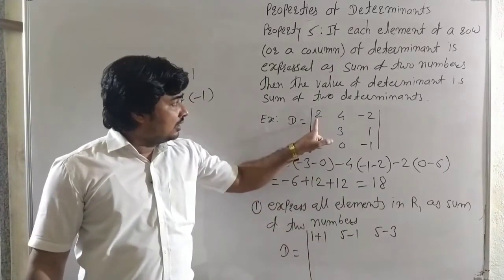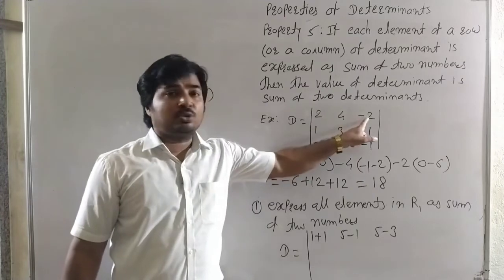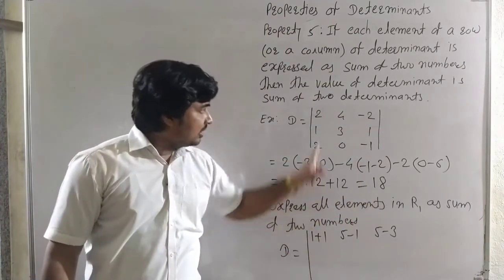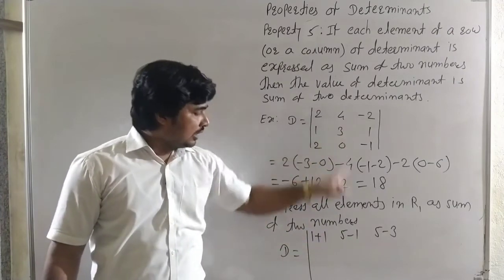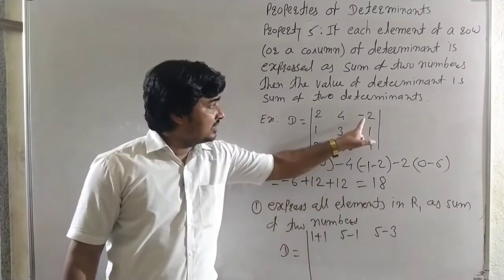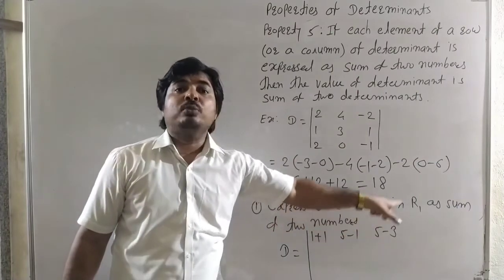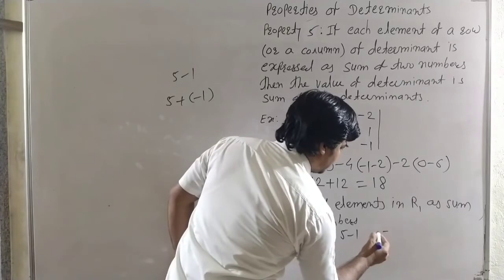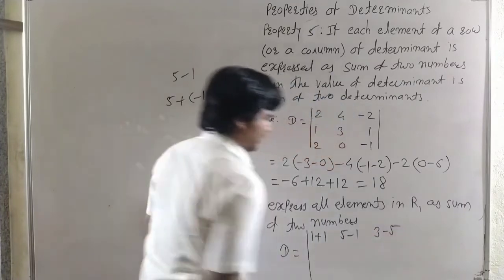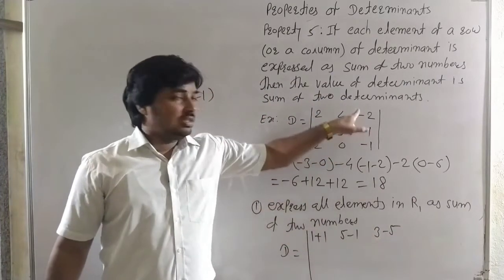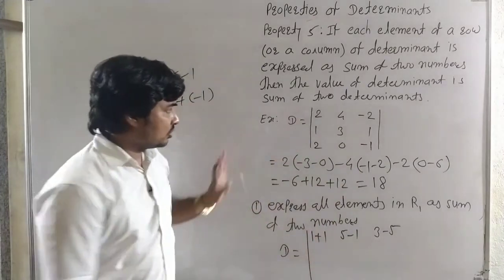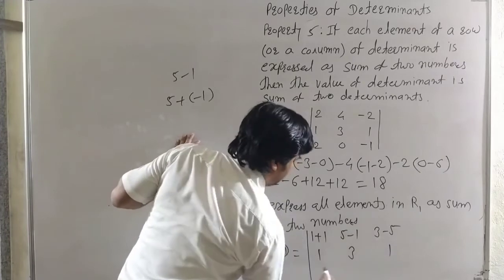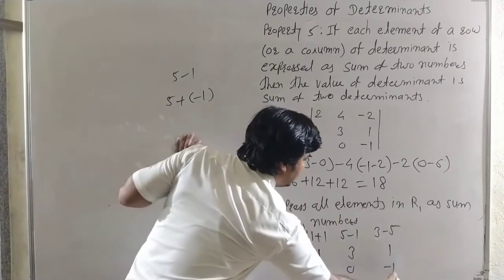We can express the elements in the first row as a sum of two numbers. Here 2 can be written as 1 plus 1, 4 can be written as 5 minus 1, and minus 2 can be written as, sorry, 3 minus 5. Now the second row and third row are as it is: 1, 3, 1, 2, 0, and minus 1.